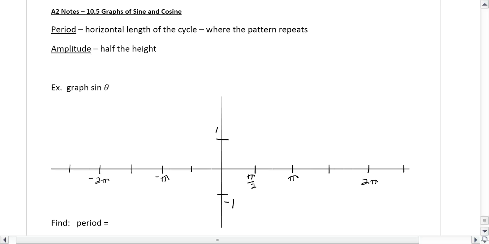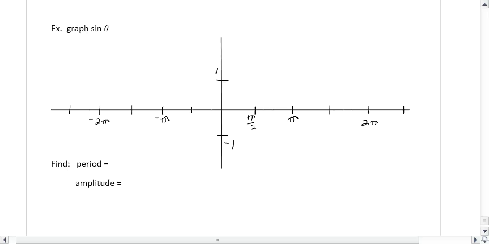Couple definitions. First of all, the period of the function is, I like to think of it as the horizontal repeat. When does the pattern get back to where you started and repeat itself? And that's measured horizontally. You can see in the x and y axis I've drawn, the x-axis is marked off in pi's, so that's what we'll measure the period of the function in. Amplitude is simply half the height. How tall is it from top to bottom? The amplitude is that height.